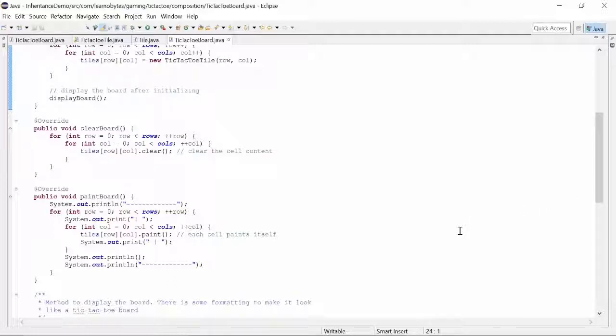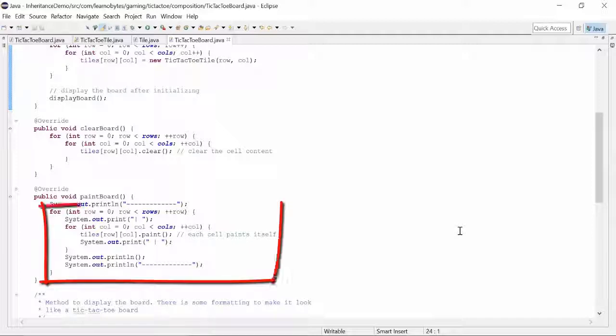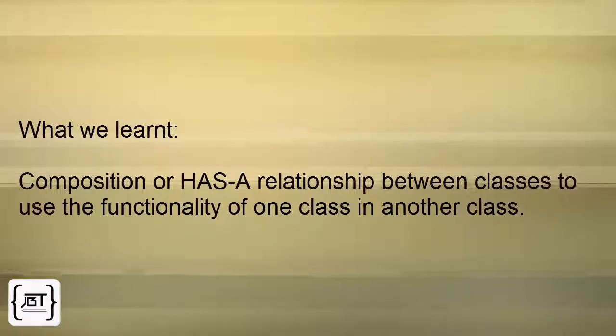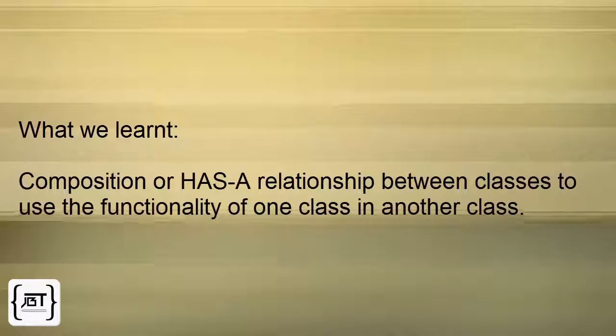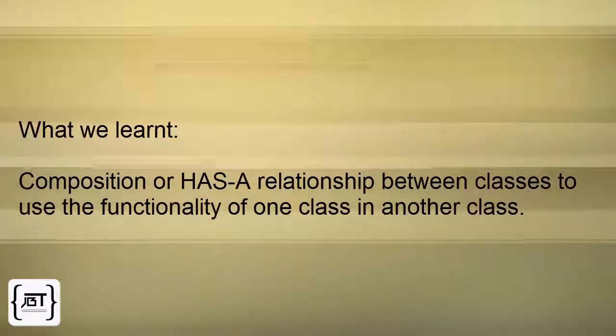Let's look at the paintBoard method. For now, we are just printing the board on the console. Iterating through the rows and columns to paint each tile, we just call the paint method of the tile to paint itself. Thus, we saw an example of composition or has-a relationship between classes to use the functionality of one class in another class.